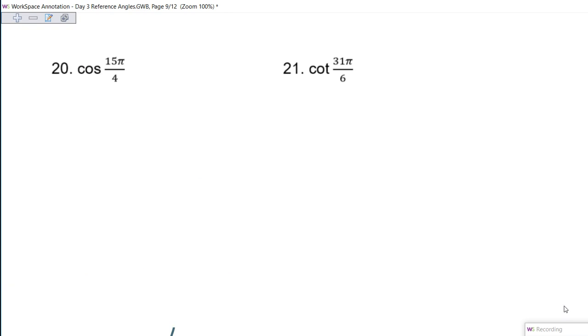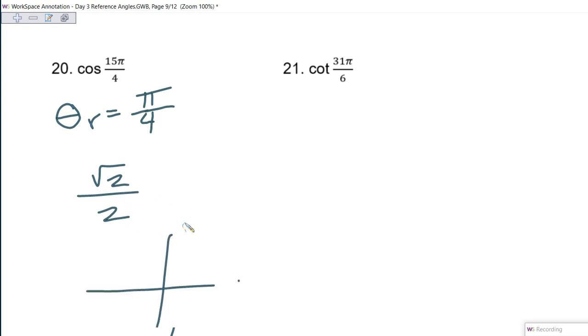Next one, number 20. We have cosine of 15 pi over 4. What's the reference angle? Pi over 4. And we have to decide in which quadrant that would terminate. But first, what's the cosine of pi over 4? Square root of 2 over 2. We have to decide 15 pi over 4 terminates in which quadrant.